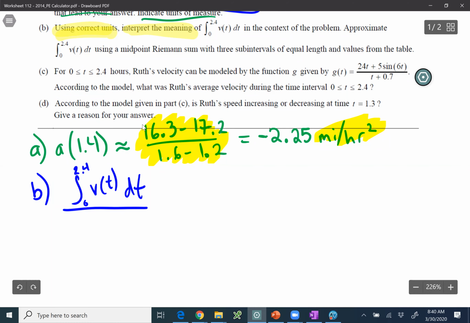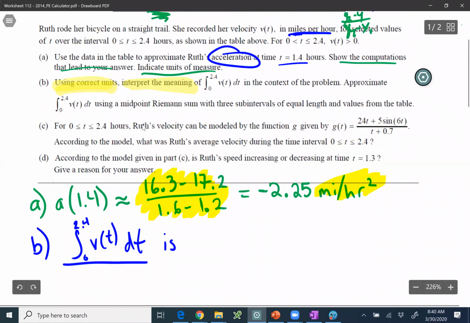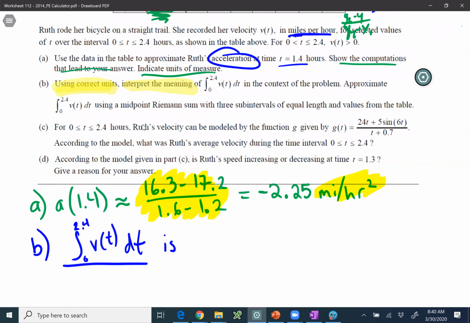And then you can put just "is," an easier word. Some people put "indicates" or "represents," but "is" is fine. Now we want to think, what is v of t? v of t is always just the change in position. Now they did say here that the velocity is always greater than 0.